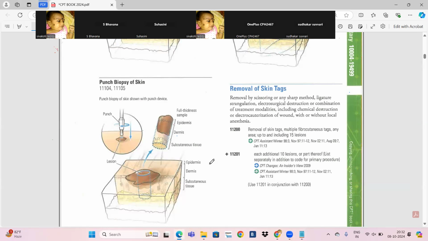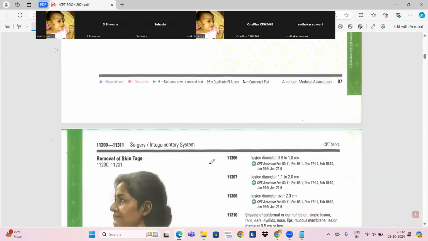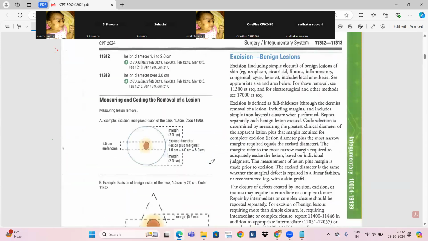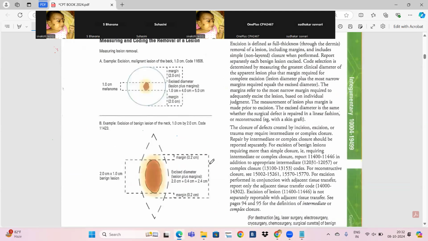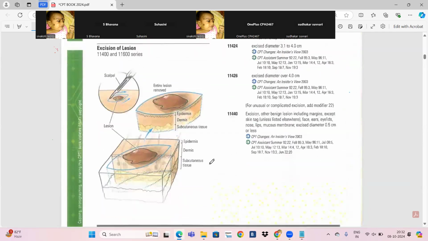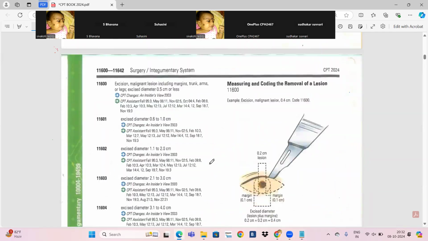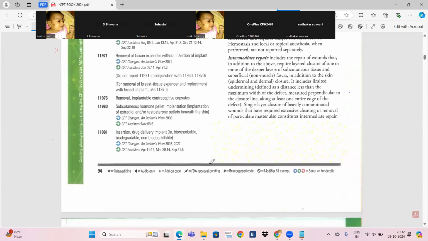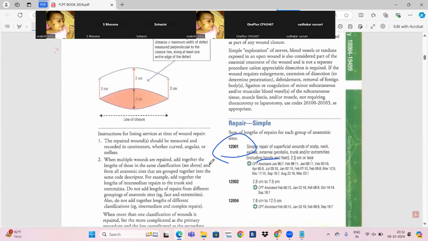Thank you guys. So next topic, lacerations. In this topic, remember, you will get one case scenario. For lacerations you will get one case scenario.